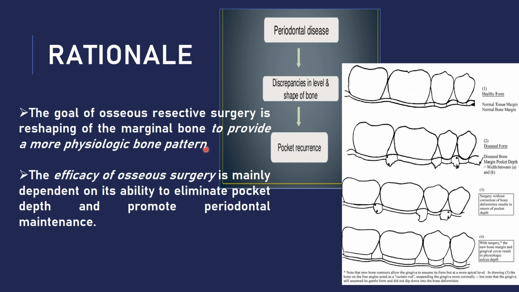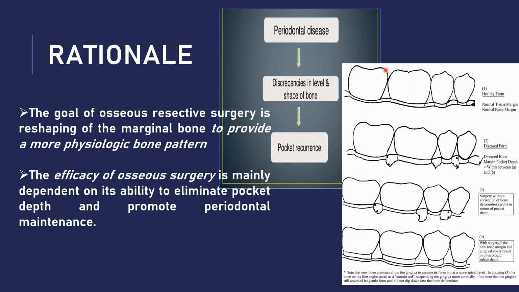So the elimination of soft tissue pockets alone will not help to remove the pocket fully or to eliminate the disease fully. So we need to combine this procedure with osseous reshaping and elimination of osseous craters and angular bone defects to establish and maintain shallow pockets and also optimal gingival contour. Always, periodontal disease will lead to discrepancies in the level and shape of the bone.